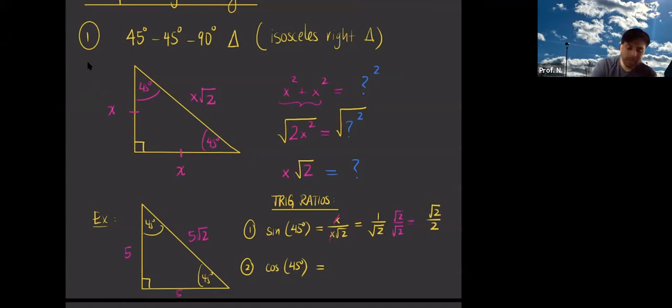What's cosine of 45 degrees? Take the same angle, 45, and do the same thing, but now cosine is adjacent over hypotenuse. I still get the same fraction though: x divided by x rad 2, and that equals 1 over rad 2, which is rad 2 over 2. And I get the same exact thing. Sine of 45 degrees equals rad 2 over 2. Cosine of 45 degrees equals rad 2 over 2. So I found the value of these trig ratios for this specific angle, 45 degrees.